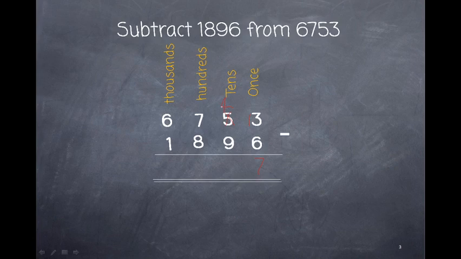Now what do we do? We're going to hundreds. Hello hundreds. Can you give me 1? Yes, sure. So it gives you 1 here. And now hundreds have 6. Okay, now you have 14.